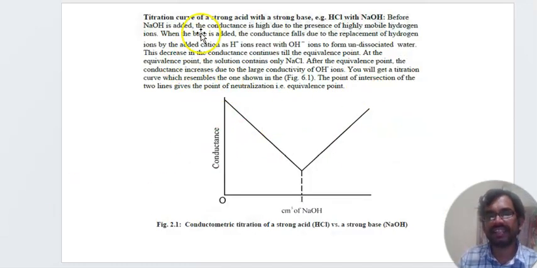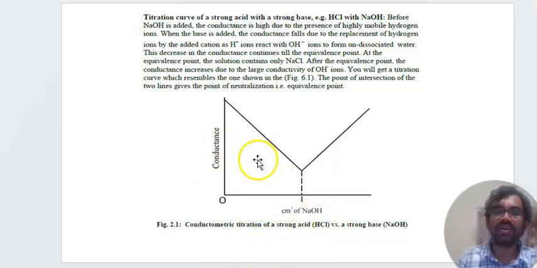Then you can see the titration curve of the strong acid and the strong base. The best example of a strong acid is hydrochloric acid and of a strong base is sodium hydroxide, NaOH. So you can see this conductance versus the volume of sodium hydroxide. So this is the picture you can use to find out the conductance of the given solution.